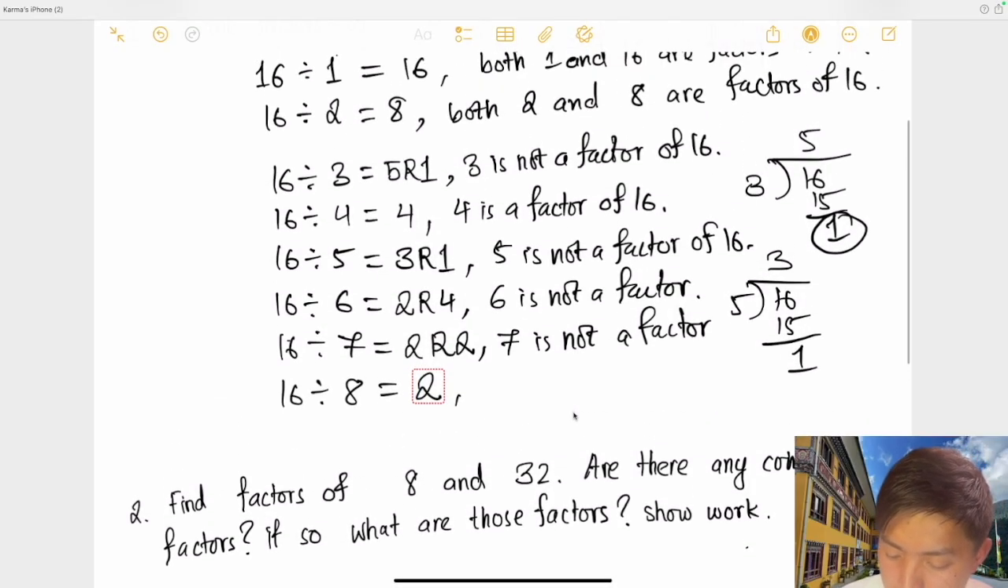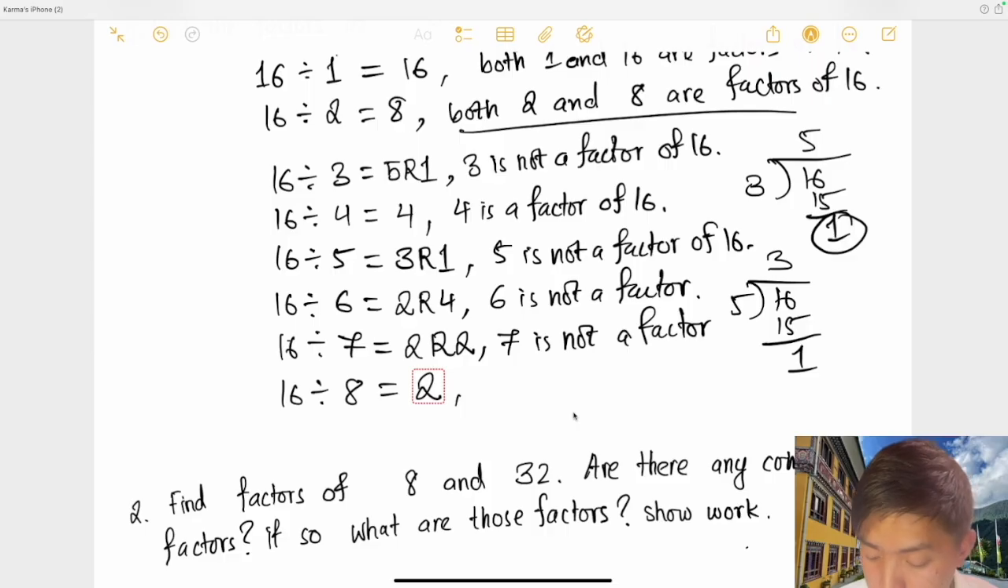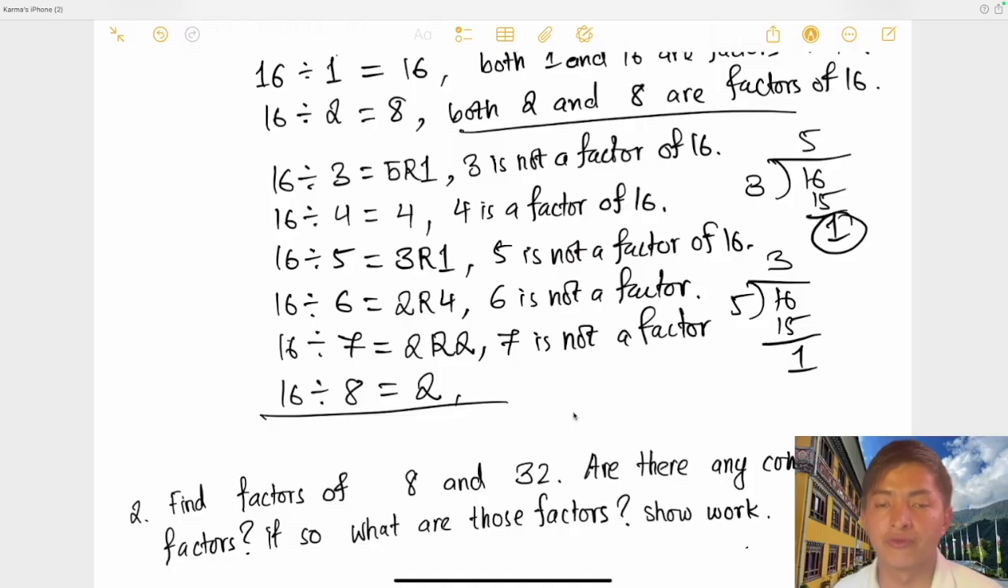Now the next number after 7 would be 8, and you'll see it's exactly 2, and we have already encountered 16 divided by 2 is equal to 8. So in this case it's 16 divided by 8, which is 2. Both 2 and 8 are factors, so we already know that, and it's repeating here. So at this point you can stop dividing further, because the factors are only going to repeat.